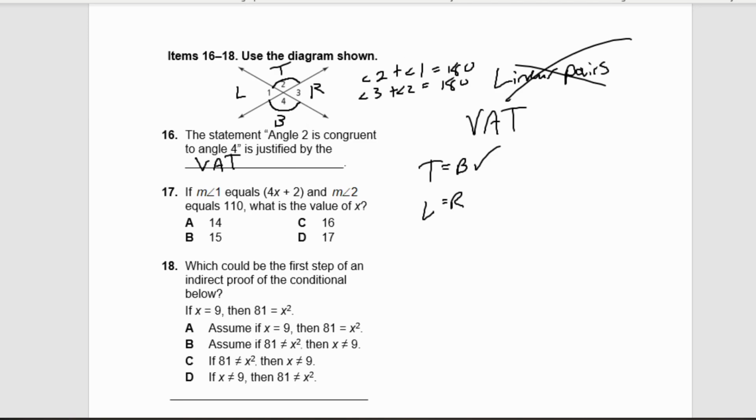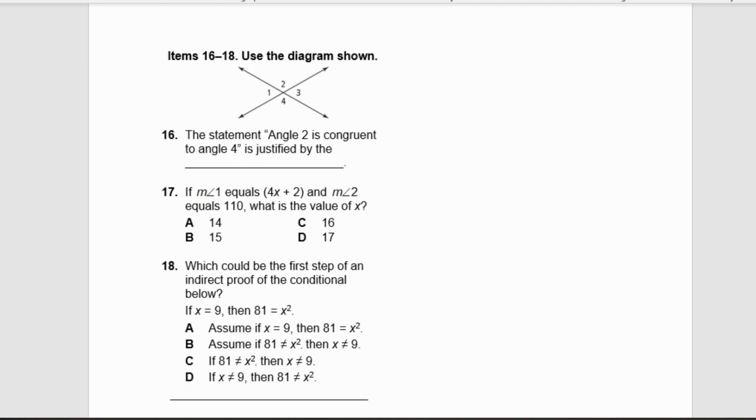For the next one, it says if the measure of angle 1 equals 4x plus 2, so I'm going to fill that in. Right? That's my hypothesis, so I have to start with that. And the measure of angle 2 is equal to 110. What is the value of x? Well, we just talked about the linear pairs, and we just said angle 1 plus angle 2 has to add up to 180. And now I know what angle 1 and angle 2 are.